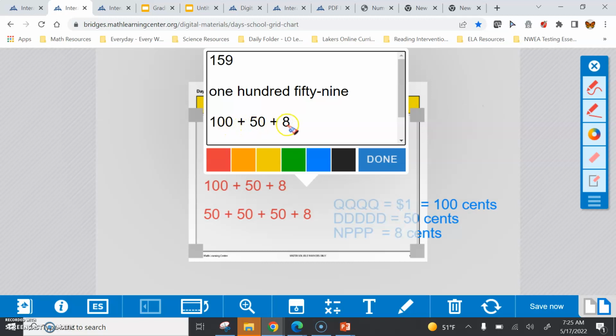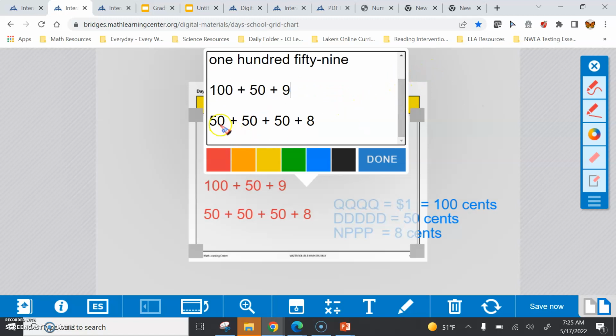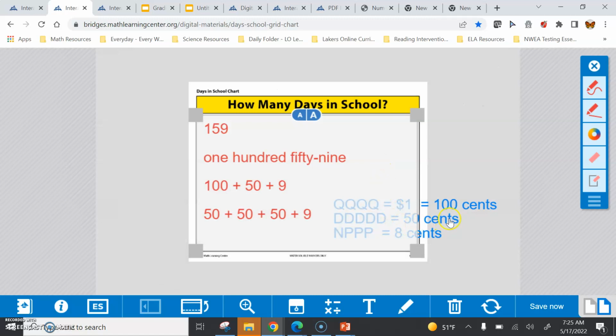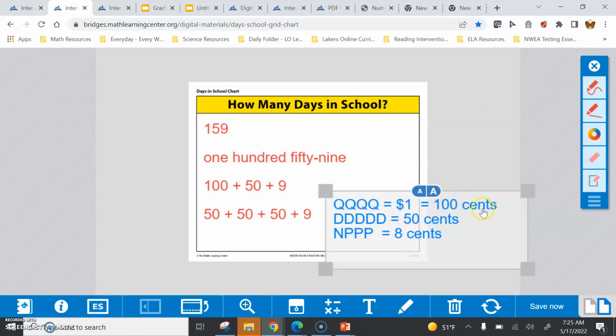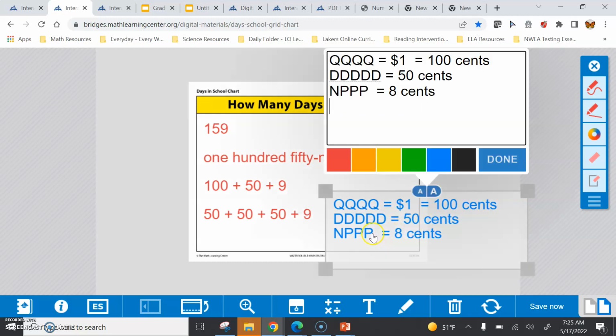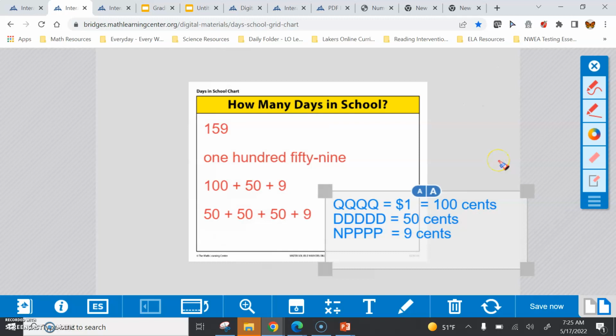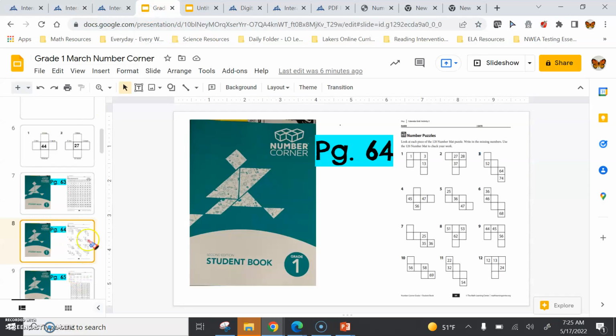We take 100 plus 50 plus 9. Then we have 50 plus 50 plus 50 plus 9 equals 159. When we go to our coins, we have 100 plus 50 plus another penny here would make 9. Ooh, that means we'll be at 160 days in school tomorrow. How interesting.